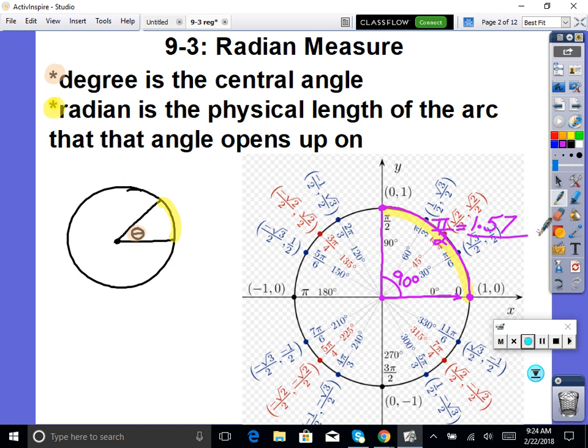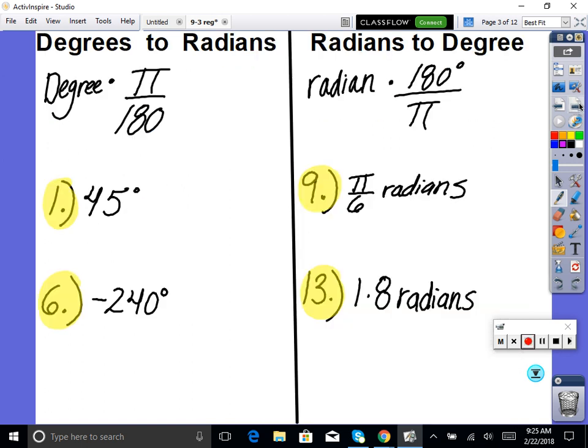Does that make sense? This is how mathematicians write it as a pi radian. Right here is what's called a decimal radian. That's just taking and finding the actual distance, not just leaving it as a pi. So if we have a central angle and we open up on an arc length, this is the radian, this is the degree. But they're the same, it's just one is the angle measure, one's the length of the arc that the angle opens up on. Does that make sense, everybody? Yeah. Okay, so how do we convert?